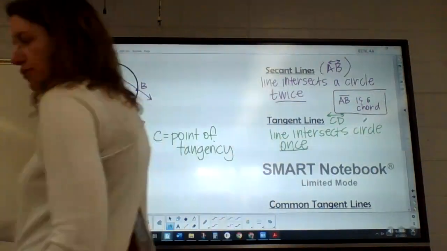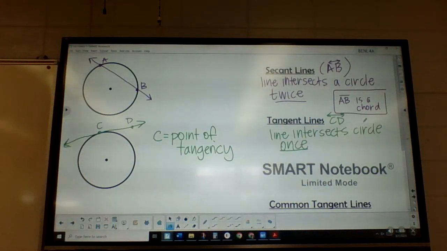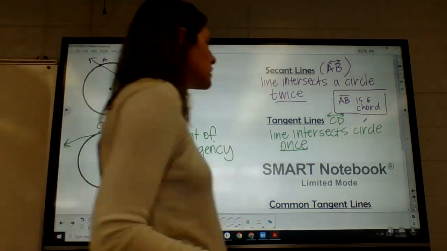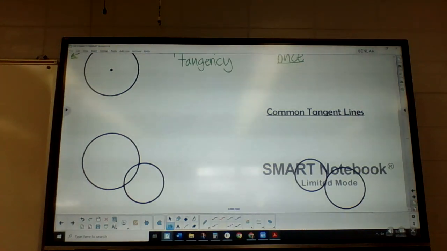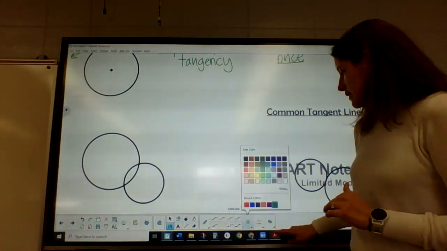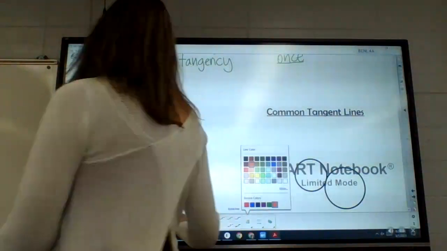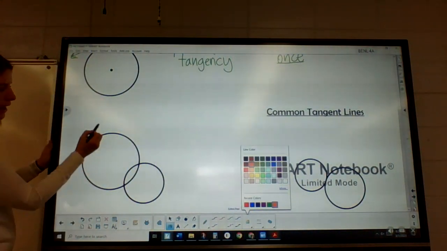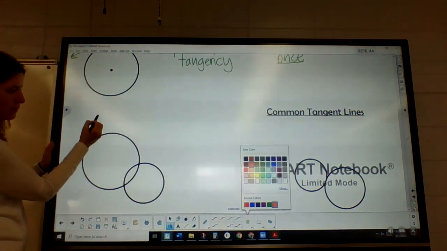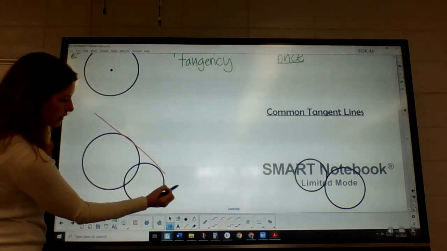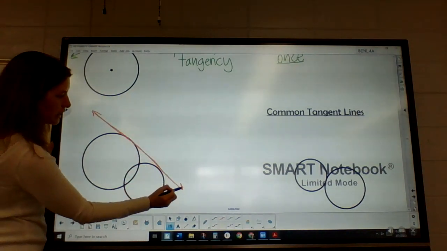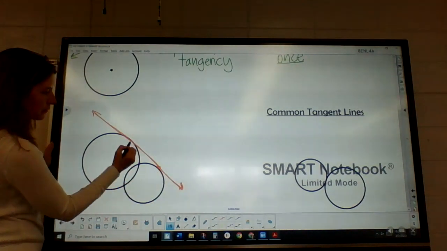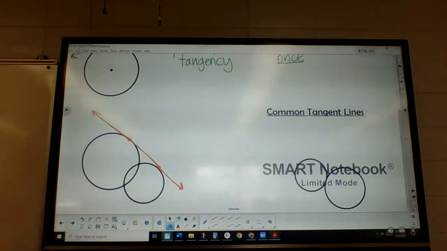Tangent lines, like I said, before we take a little break here and do some examples with this. So multiple circles can have common tangent lines. To show you guys this, on these two circles, if I had a line, I'm going to try to draw it as best I can. I might mess it up, but we'll pretend that that is perfect here. It should only hit these circles one time. So these would be common tangent lines.